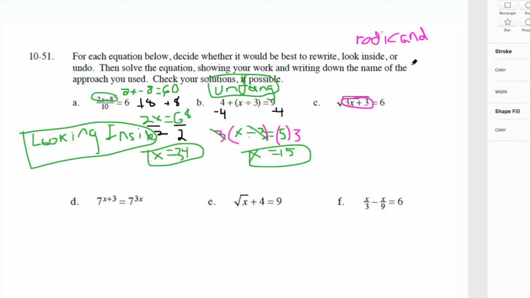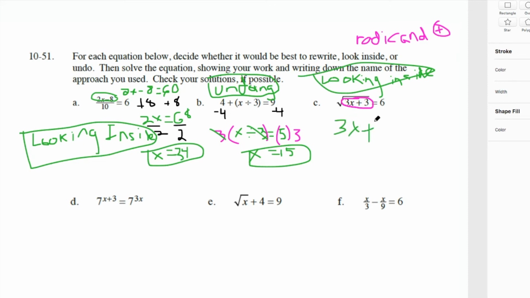It's called the radicand. We know it has to be positive because you can't take the square root of a negative number. For instance, the square root of negative 36 isn't 6, but the square root of positive 36 is 6. So the way I would do this one, again, is looking inside. We know it's going to be a positive number because we have a 6 over here, but specifically 3x plus 3 has got to represent 36 because the square root of that would be 6. That's the only way we get to the 6 there. So let's do looking inside here.